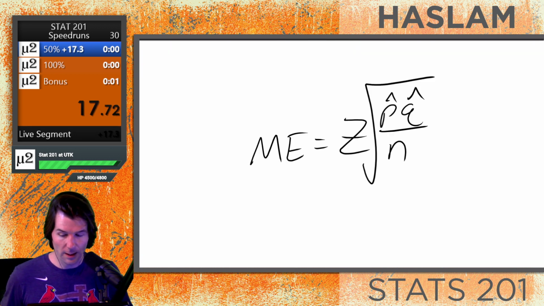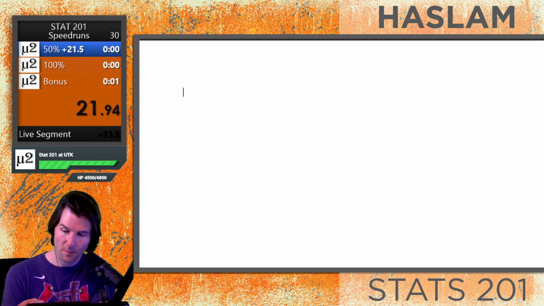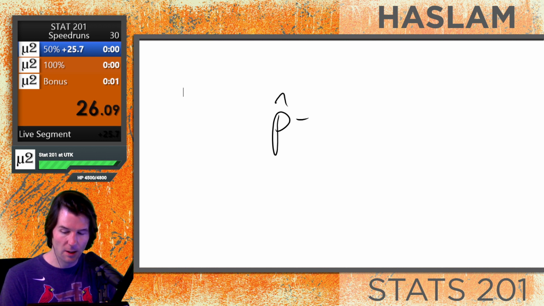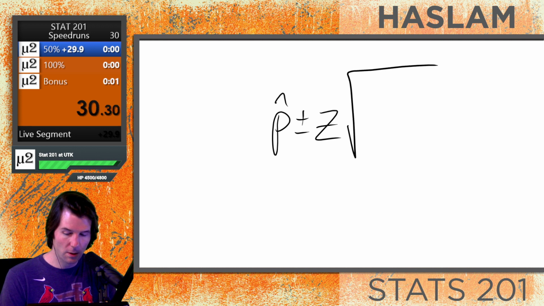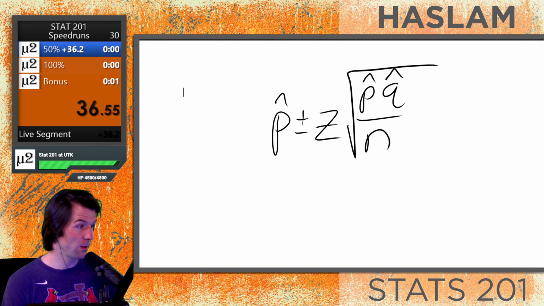So let's go ahead and write it. This will help us identify what we need in this problem. We need p hat, we'll need it again in a moment, plus or minus z times the square root of p hat times q hat over n. So we now know what to look for.